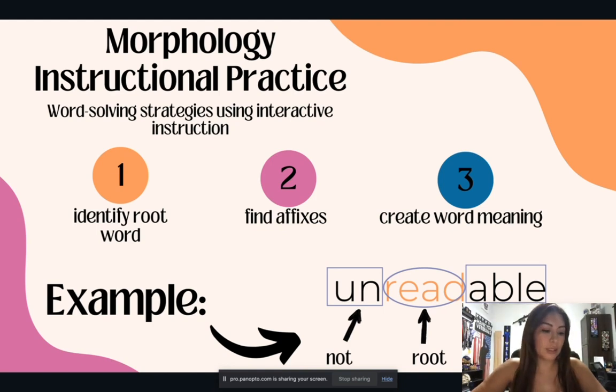Next, students can begin to look for affixes. The word contains the prefix un, which means not, and the suffix able, which means can be done. So from this, the students can derive or create a meaning for the word unreadable, or not being able to be read.